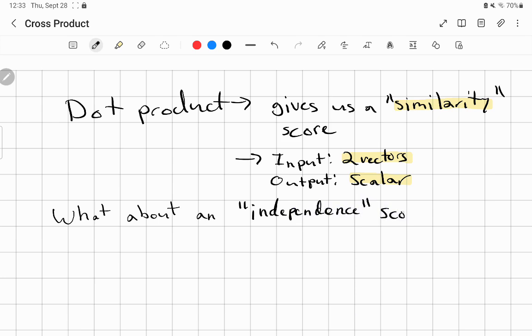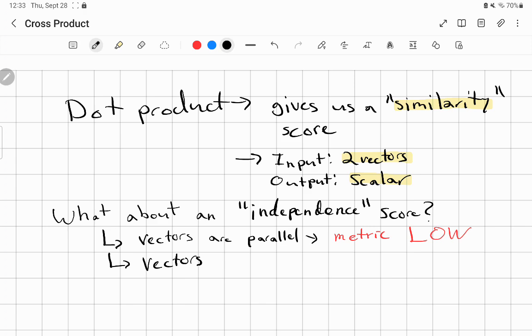Well, what are the criteria for a metric like this? First of all, when vectors are parallel, we want our metric to be low. But when vectors are orthogonal, independent, when they're the most different from each other, and when they have the least in common and the least similar between each other, when vectors are normal to each other, we want this metric to be high.